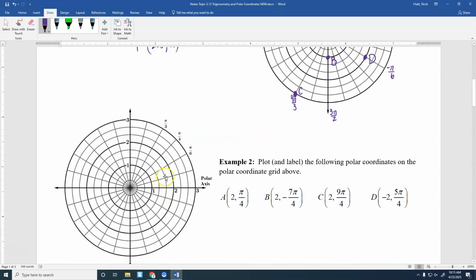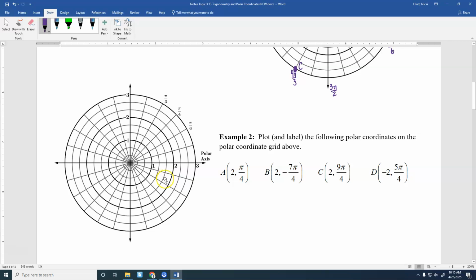Okay, so let's look at example 2. He has put example 2 here for a very specific reason. We've got 2 comma pi over 4, so we're going to go right here at pi over 4, and we're going to go out 1, 2. So that would be right here, and that will be A.